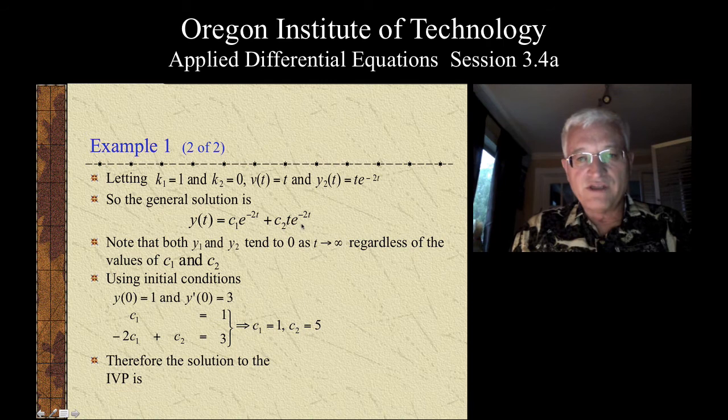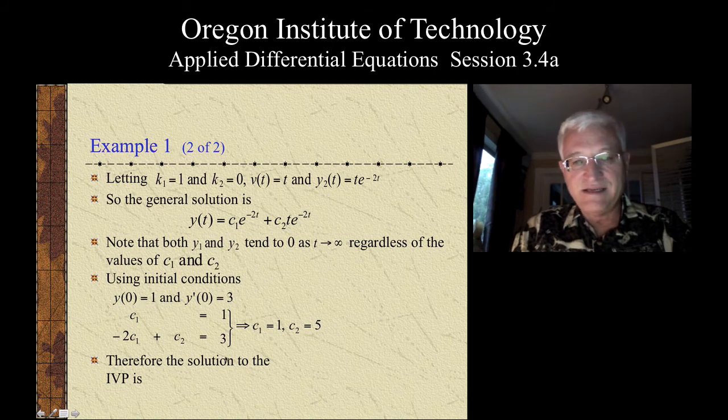If we differentiate this, we'll get a minus 2c1 e to the minus 2t. And this is going to require the product rule again, because you're going to have to differentiate t and multiply by e to the minus 2t, and then take t times the derivative of e to the minus 2t. If you do all that math, which isn't too much, you'll end up getting minus 2c1 plus c2 is equal to 3. Easy to solve that.